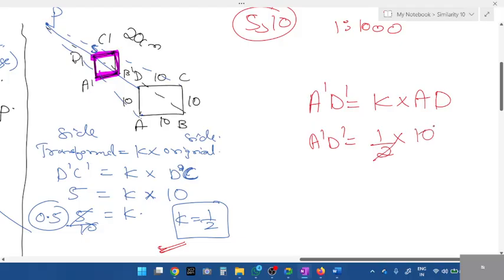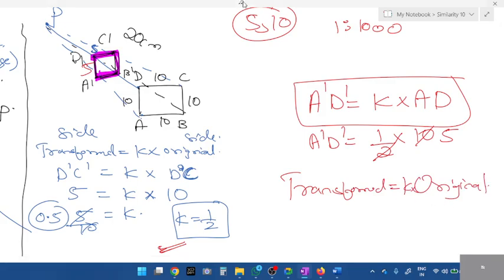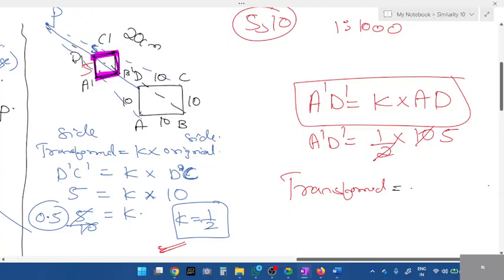AD is 10. If you reduce, you get A'C' as 5. This is the formula, so take down this transformation. Transformed image is equal to K into original. Make a note of this formula, all of you. Transformed image is equal to K into original image. K stands for scaling factor. That is the ratio.